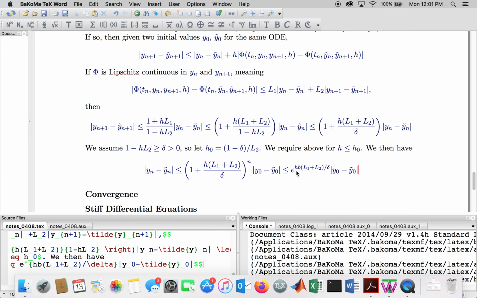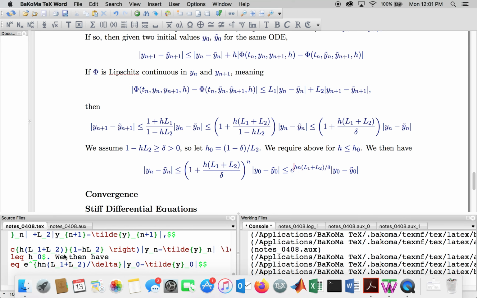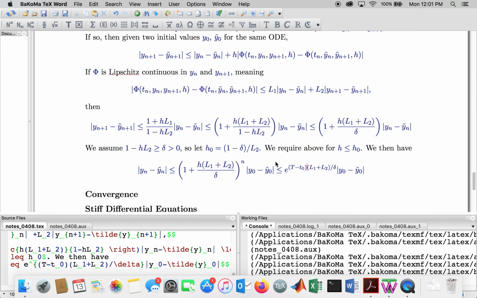But, sorry, that should be hn. Not sure where b came from. But what is hn? Because the total number of time steps is final time minus initial time divided by h. So h times the number of time steps is less than or equal to final time minus initial time.